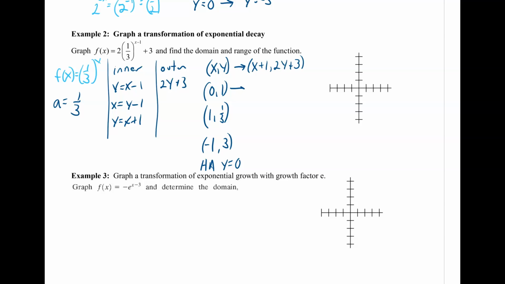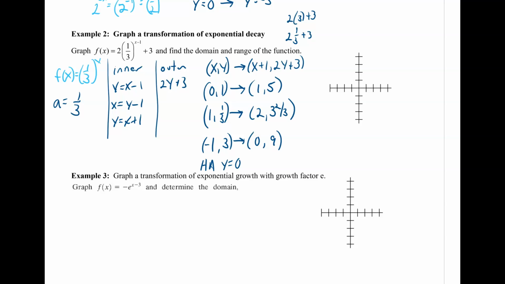All right, so 0, 1, we have 0 plus 1, which is 1. 1 into the 2y plus 3 becomes 2 plus 3, or 5. All right, 1, 1/3, 1 plus 1 is 2. 2y plus 3 would be 2 times 1/3 plus 3. That's 3 2/3. Let's just write it as that, 3 2/3. And then negative 1, 3. Negative 1 plus 1 is 0. And if we do 2 times 3 plus 3, we get all the way up to 6 plus 3 is 9. So we're going to be a little bit off the chart on this one, but we'll figure it out.